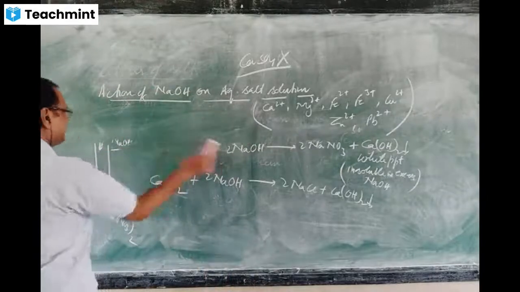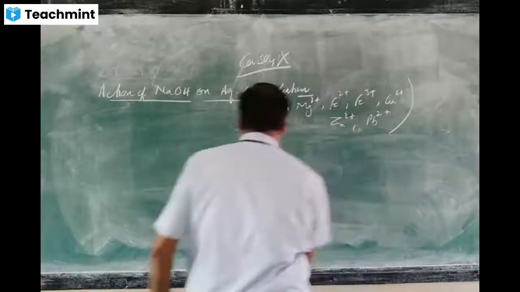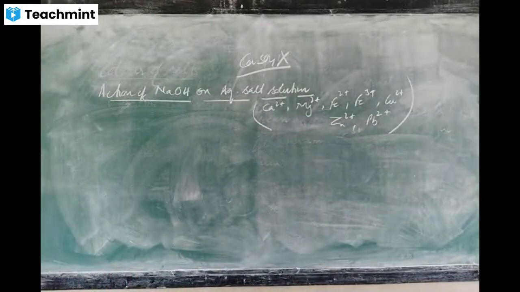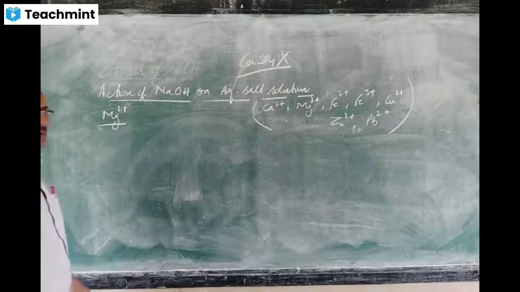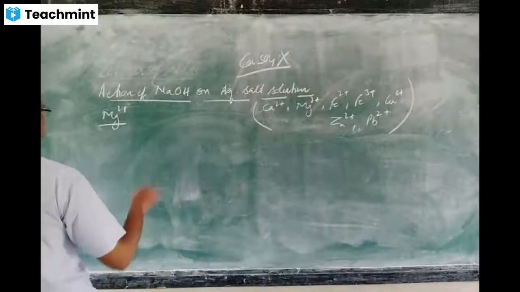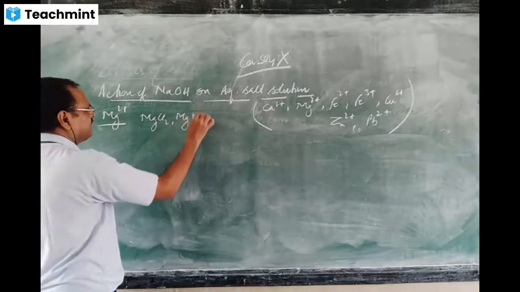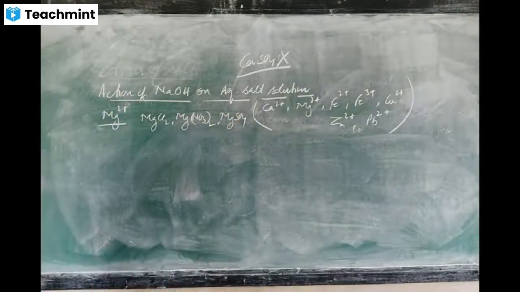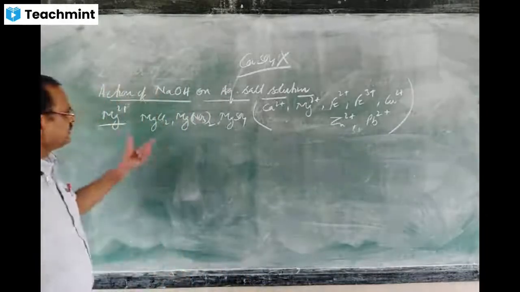Okay. So the next cation we are going to take is magnesium. Let us find the soluble salts of magnesium: magnesium chloride, magnesium nitrate, and magnesium sulfate also, because all sulfates are soluble except those of lead, barium, calcium and silver. So here they are soluble.